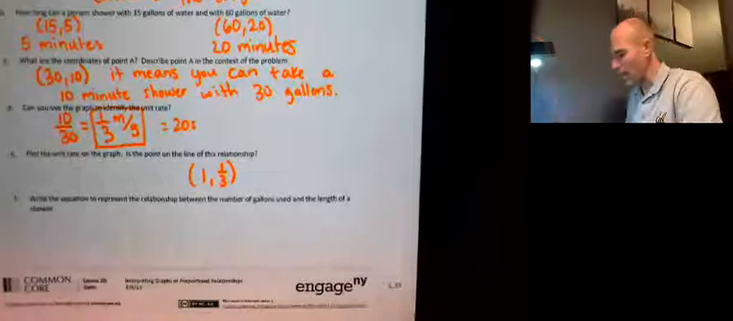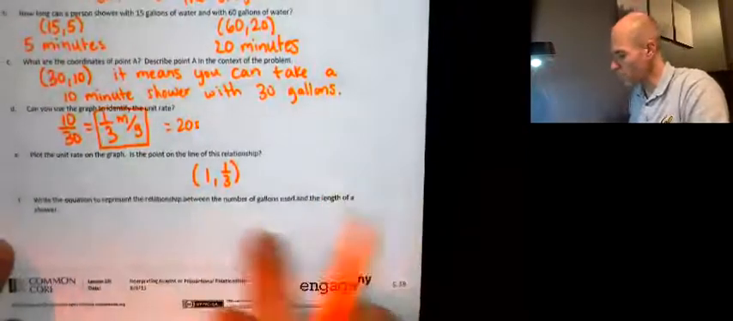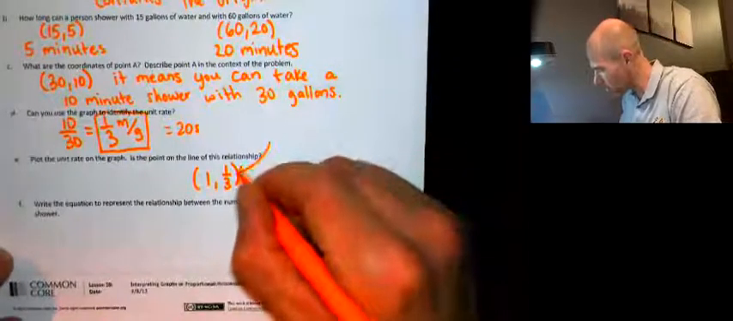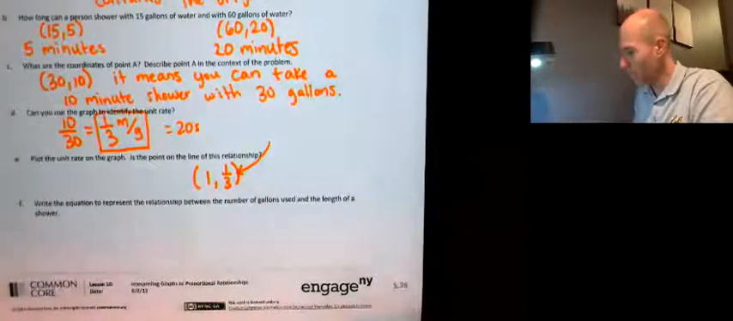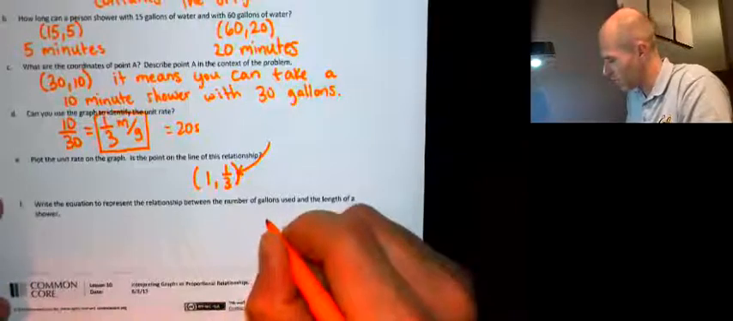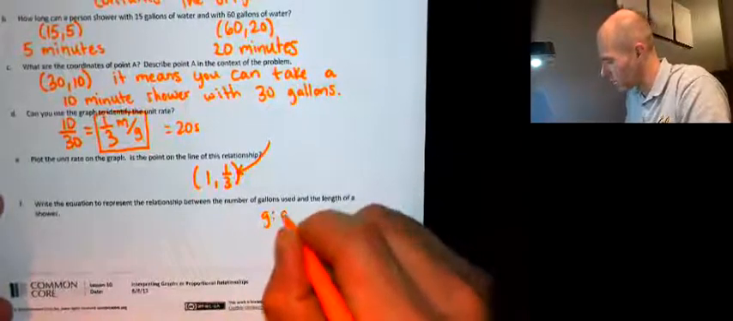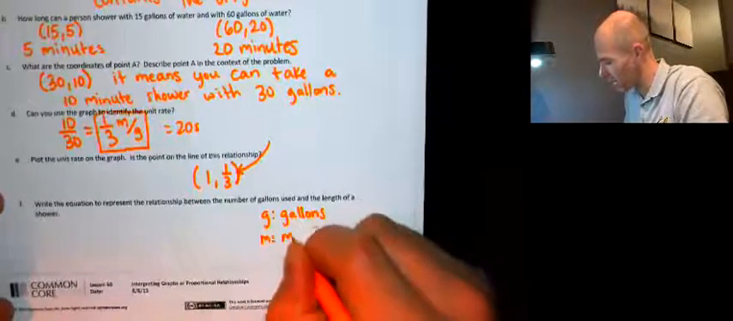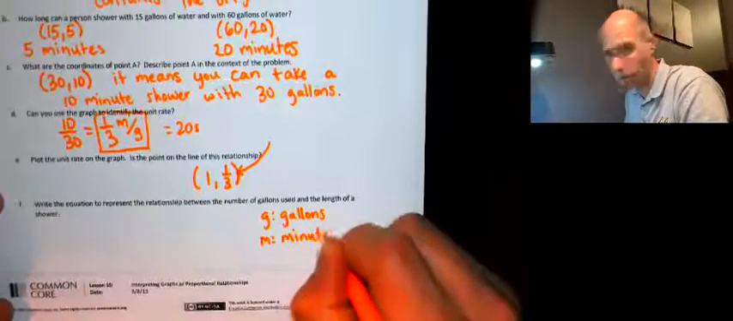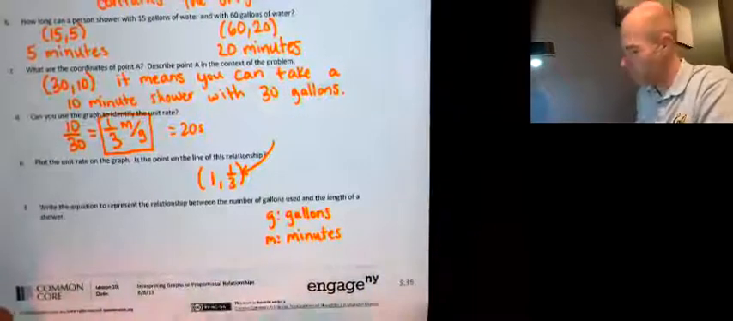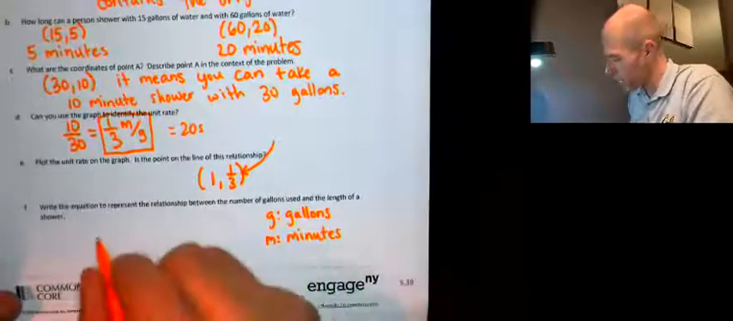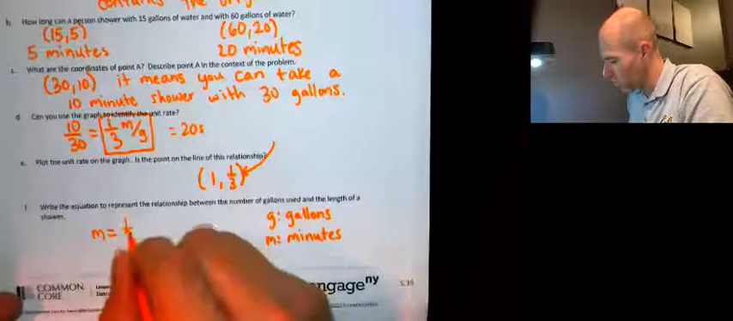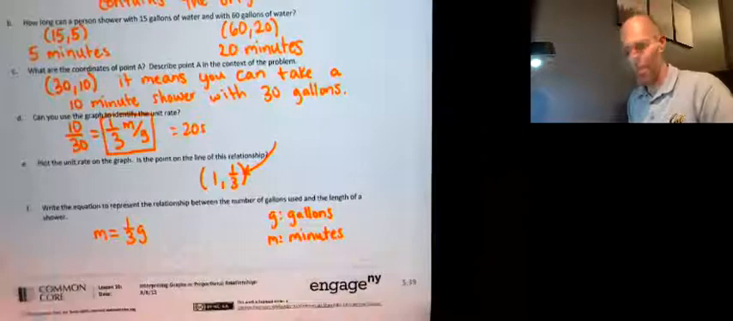Lastly, write the equation to represent the relationship between gallons and the length of a shower. So we just need this number right here. This 1/3, that's our k, or our unit rate. We have G for gallons and M for minutes. I think I forgot to define my variables on a previous question. So if you did it without me having to do it, great job. And so our equation here is the minutes always equals 1/3 the number of gallons you have.